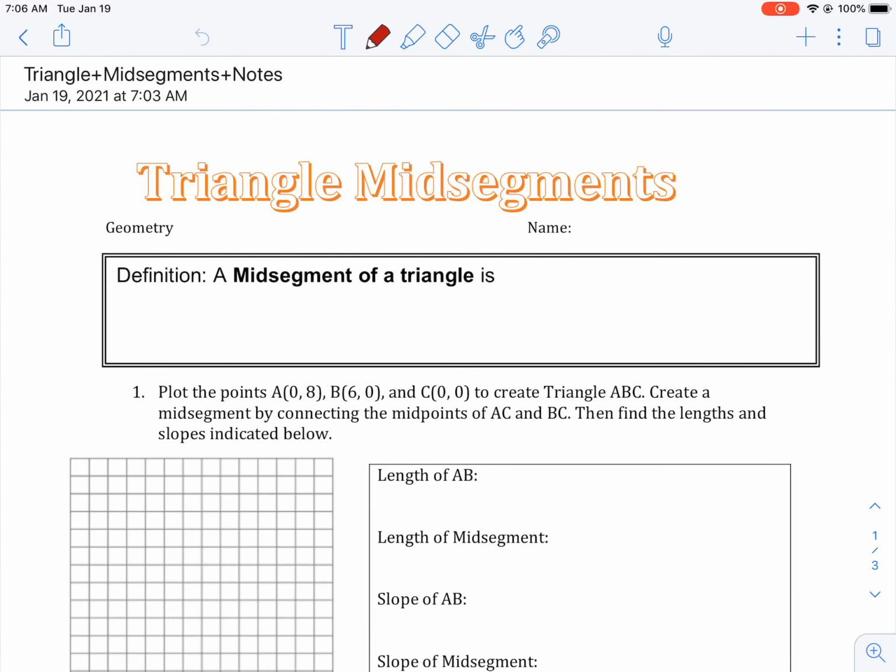This is going to be our video for the last lesson of Unit 5, and that is triangle midsegments. All right, so we're almost done after this. We're just going to review, and then our test will be in about a week.